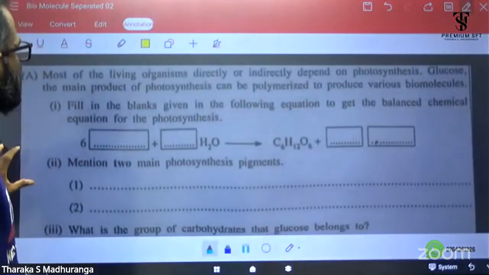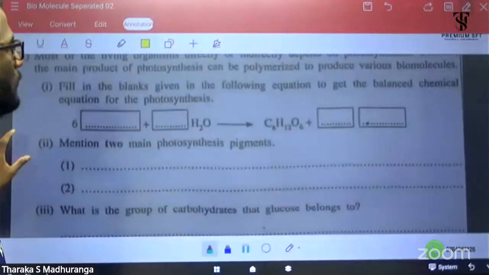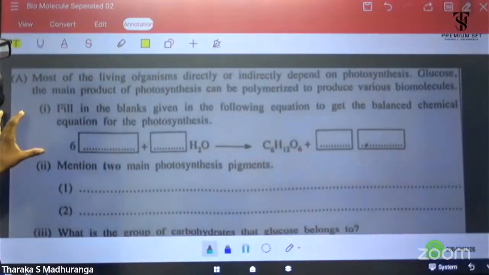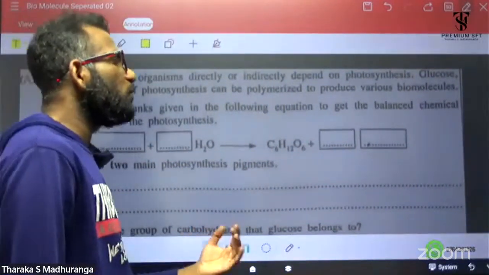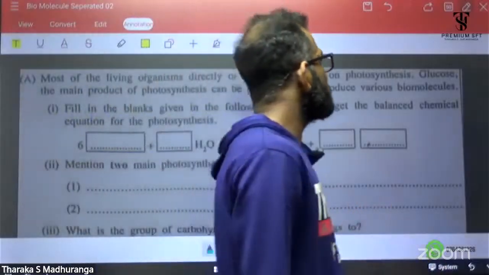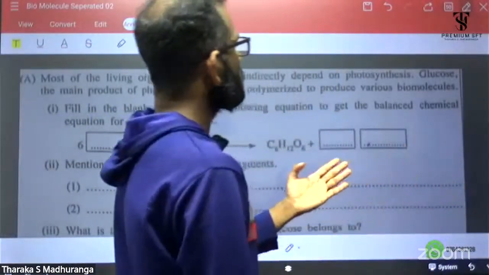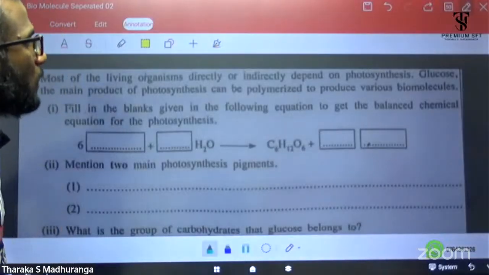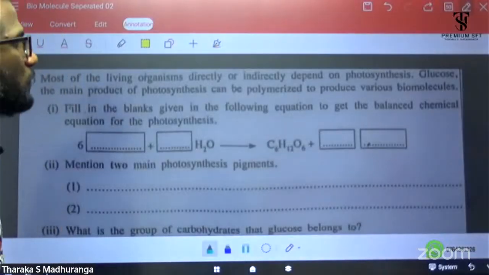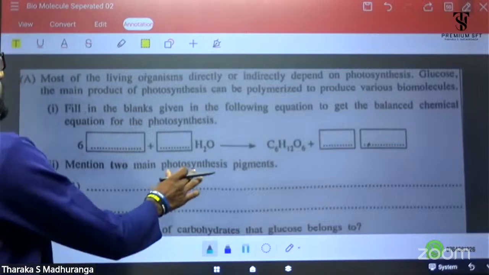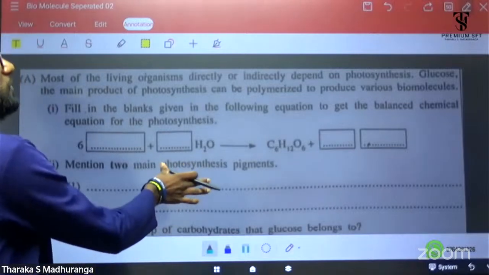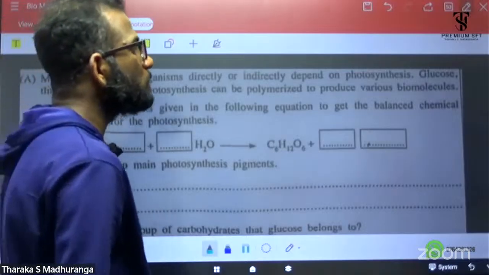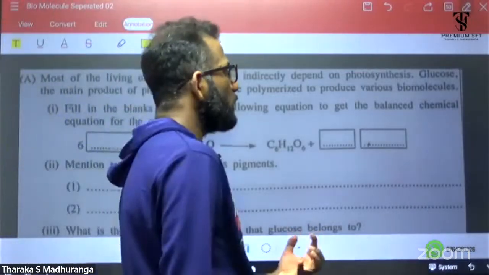2023. A very new syllabus question. Most of the living organisms directly or indirectly depend on polysaccharides. Sorry, photosynthesis. Glucose is the main product of photosynthesis and can be polymerized to produce various biomolecules.